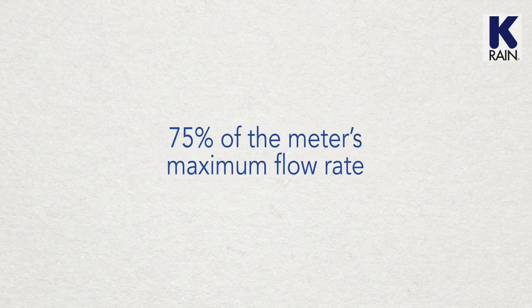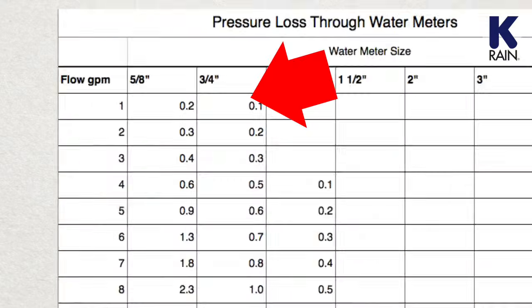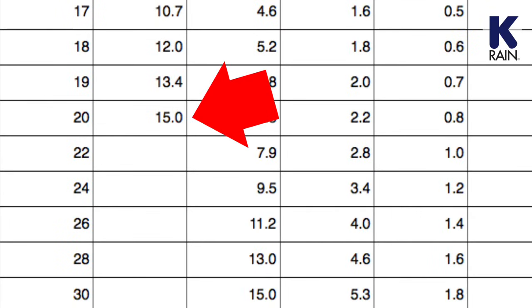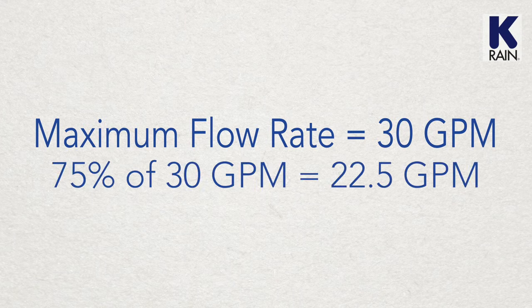Second test, 75% of the meter's maximum flow rate. Returning to our chart, we see that for a 3/4 inch meter, the highest pressure loss recorded is 15 psi at 30 gallons per minute. This means that 30 gallons per minute is the maximum flow rate for this meter. 75% of 30 gallons per minute is 22.5 gallons per minute.